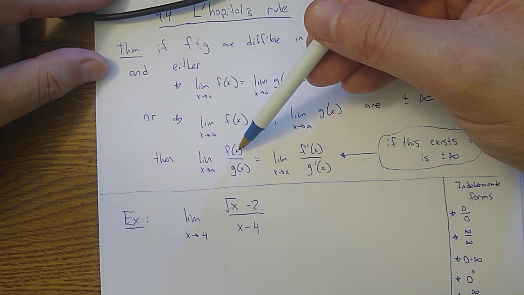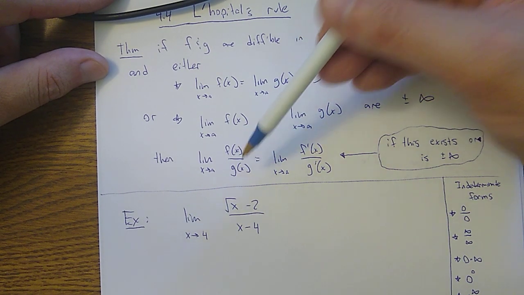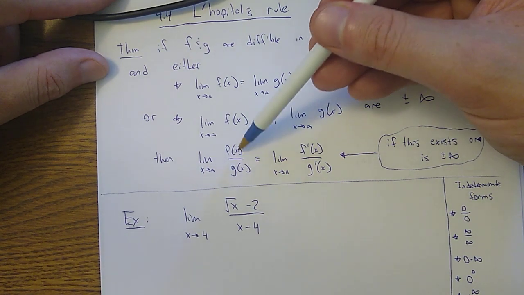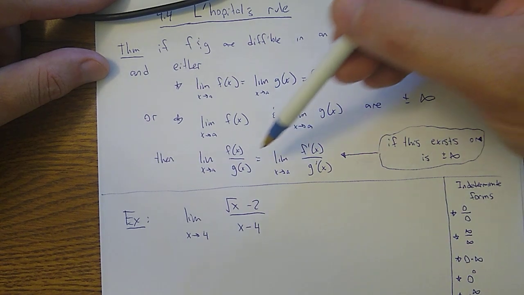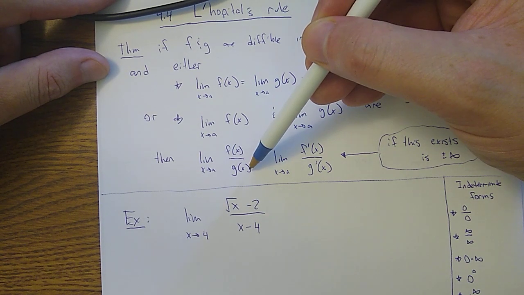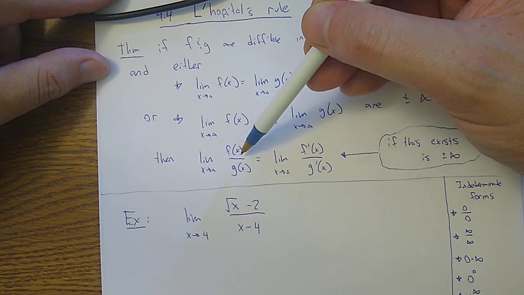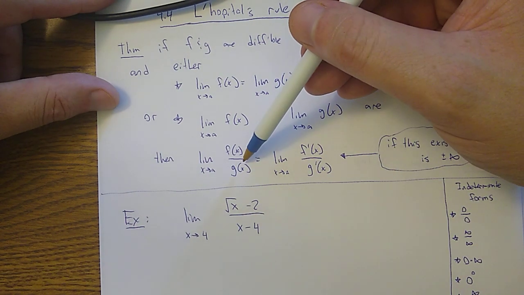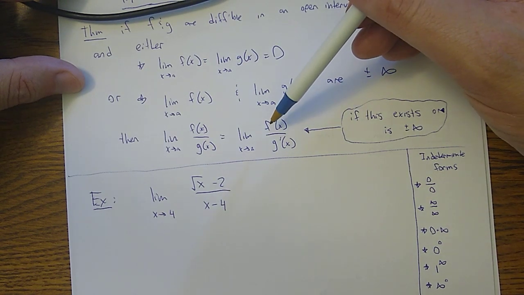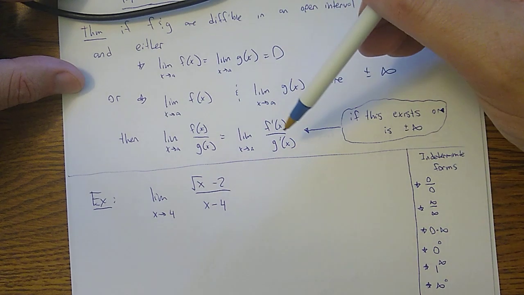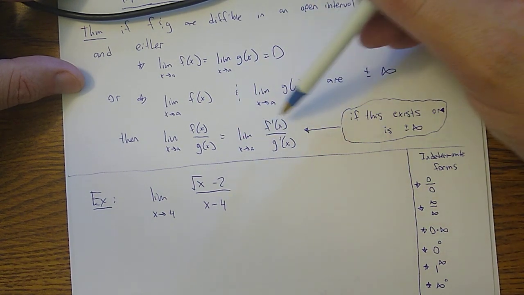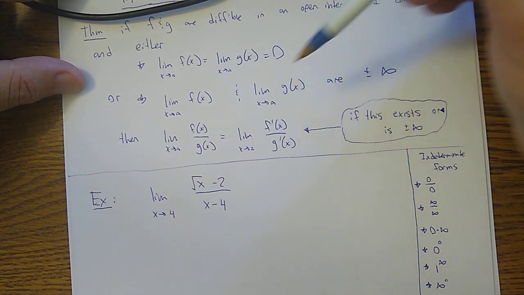Similarly, if the top and bottom are going to infinity or negative infinity, or maybe the top is going to positive infinity and the bottom is going to negative infinity, this is also not so easy. But L'Hopital's rule tells you that this limit is the same as this limit, where on the top now I have f prime instead of f, and on the bottom I have g prime instead of g. Assuming that this limit actually exists, they're equal.